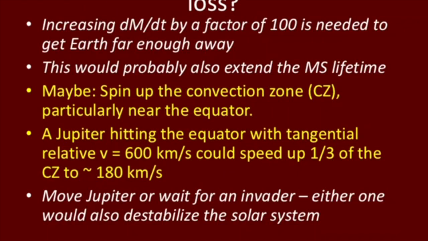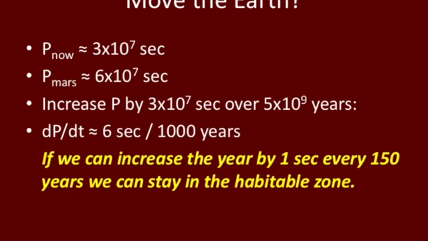This would probably also extend the main sequence lifetime, since the action in the solar wind has to do with convection zone spinning. If we could spin up the convection zone, we might be able to. If you hit the convection zone with a Jupiter aimed precisely, you might actually be able to do this, but that would mess up the inner solar system, so I don't recommend that approach. So maybe we can do something much simpler and move the Earth.